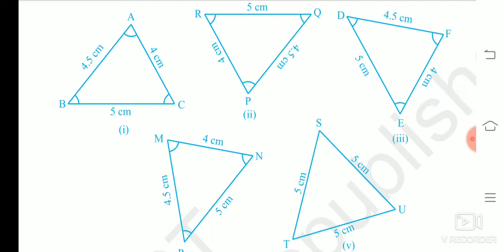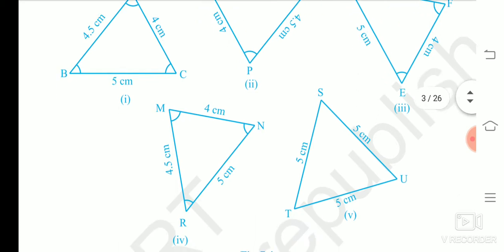Similarly, first we need to compare 4.5. It's AB, no? Here 4.5 is MR or RM. Next one, 5, is in RN. So we need to start from M. So M, then N, M, N. That is 4.5, 5, next we can write 4. So these triangles are congruent. Like that we need to write.